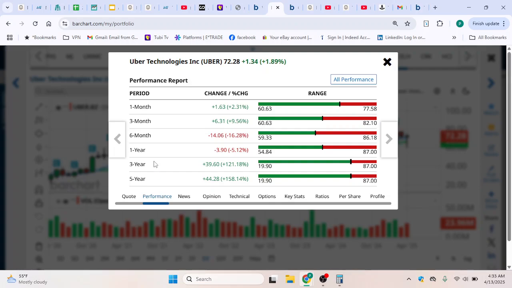Now, Uber, over these different periods, has done fairly well over the last 1 and 3 months. Over 6 months, it is negative, and over 1 year, it's negative. But over the 3-year and 5-year period, it's very positive. Okay.